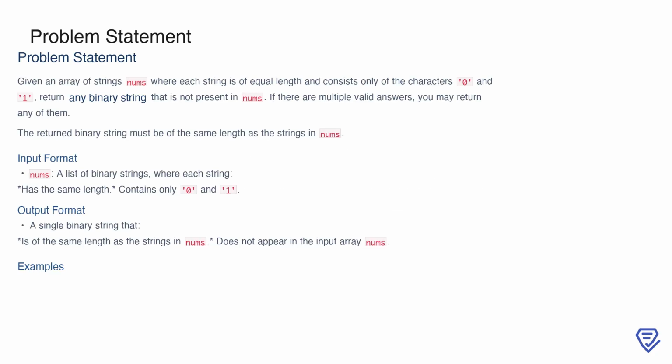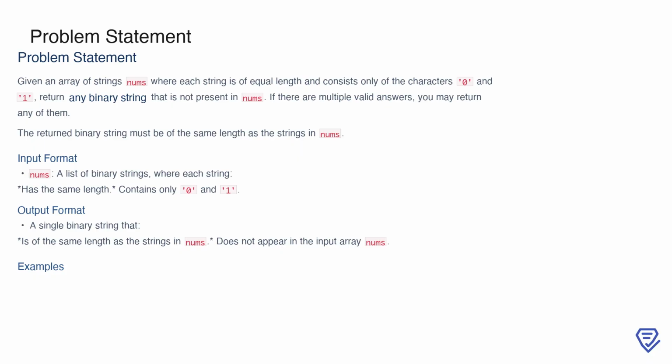In this problem, we are given an array of binary strings called nums. Each string in the array is composed entirely of the characters 0 and 1, and all the strings are of the same length. Our goal is to find and return a binary string that does not exist in the input array nums. If there are multiple valid answers, we can return any one of them.